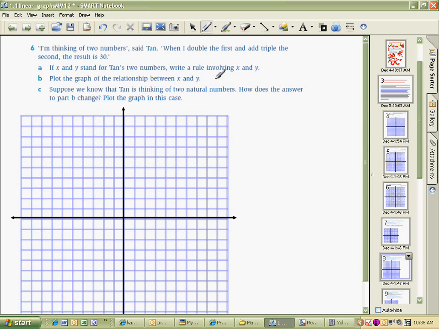This one here, nearly the same, but it's asking you to write a rule. So I'm thinking of two numbers. He says I want to double the first and triple the second, and so forth. So doubling the first number, how would you write that? If x and y are the two numbers, it talks about doubling the first and then adding to that triple of the second. The result's 30. Doubling this, tripling this, equaling 30. You got it? And how you do that?